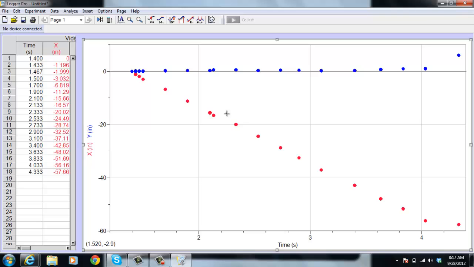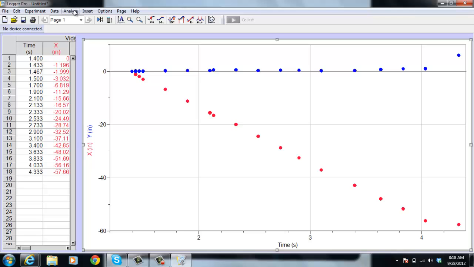The other thing that we notice is this line is basically linear, meaning it basically makes a straight line. And that tells us a lot, right? Because the slope of a position versus time graph tells us the velocity. If this is a straight constant slope, that means it's a constant velocity. So we can analyze these data points to figure out what the velocity of this thing is. Here's how you do it.